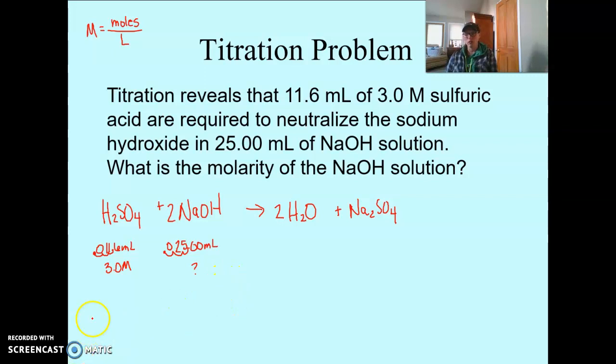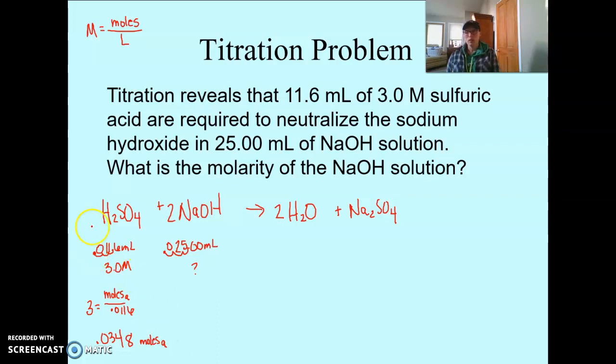So let's start over here. Over here, we have enough information to figure out how many moles of the acid we have. So we're going to do 3 is equal to moles of the acid divided by 0.0116. So to get the moles of the acid, we need to get the 0.0116 to the other side. It's being divided right now. The opposite of division is multiplication. So 0.0116 times 3 tells us that we have 0.0348 moles of acid.